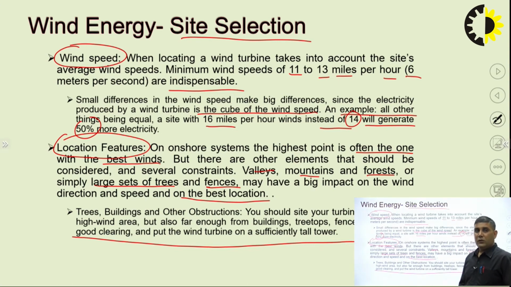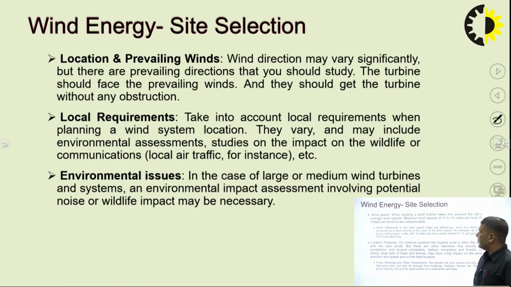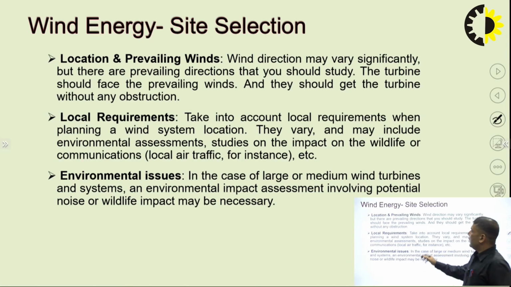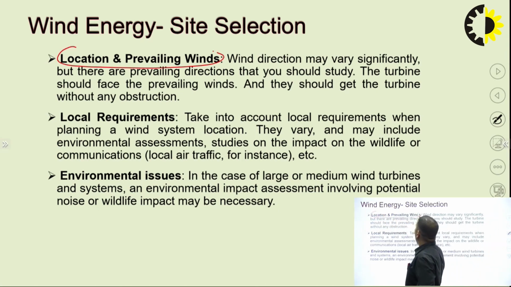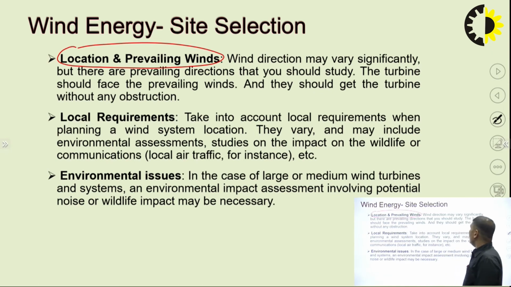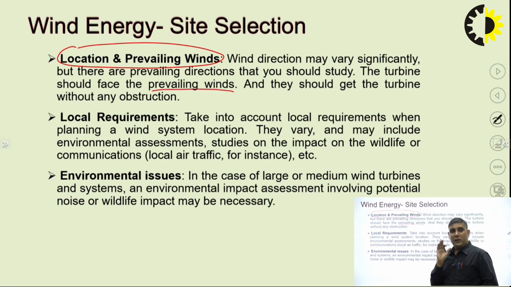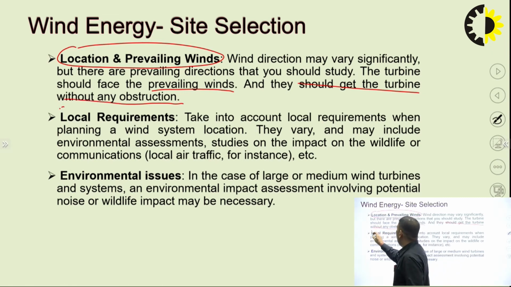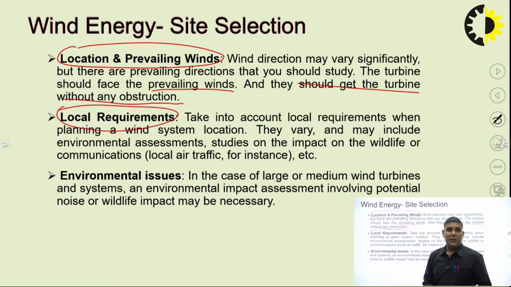Okay. So these are two parameters. The first one is the wind speed, the second is the location feature. Then the third point is location and the prevailing winds. The wind direction may vary significantly, but there are basically prevailing directions that you should study. The turbine should face the wind flow direction directly, at 180 degrees, and should get the wind without any obstruction.